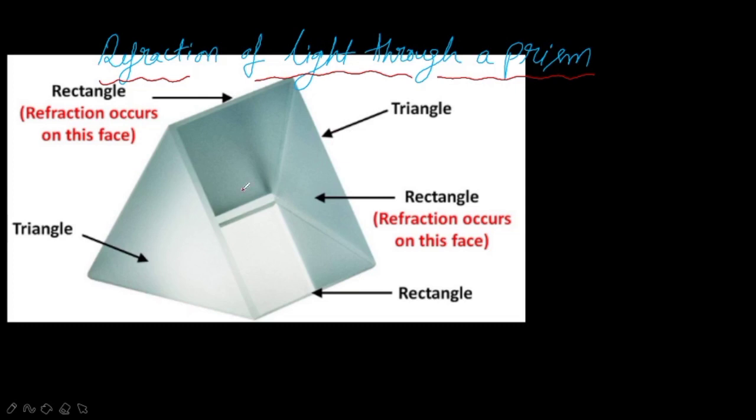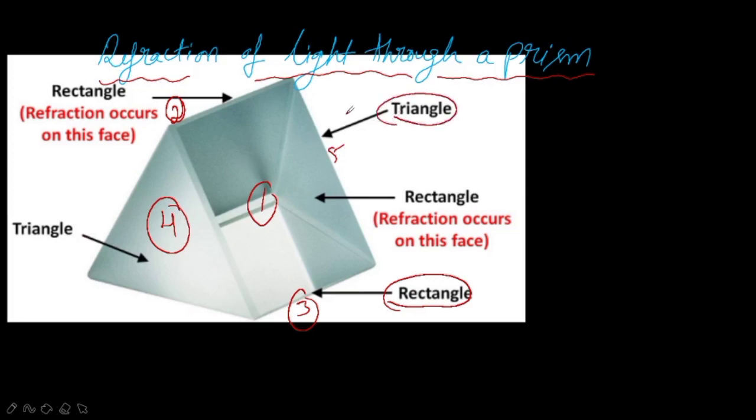Out of which, I will mark here 1, this side it is 2, and at the bottom it is 3. So it has 1, 2 and 3. That is, in total it has 3 rectangle faces. And then if you write here 4 and 5, these two are triangle faces. That means a glass prism has 3 rectangle faces where the refraction occurs and 2 triangle faces.